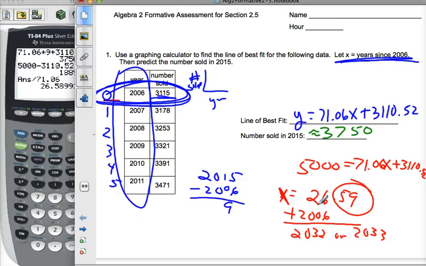So that's what you expect to do on the test, be able to plug in an L1, L2, or whatever list to use, find a line of best fit, and then use that line of best fit to answer questions, either by knowing the input, in this case 9, to find the number sold, or knowing an output, which I just made up, was 5,000, and working backwards. So here I want to find a number sold, I plug in 9, because that was the years, and then in my next one I gave you the number sold, and I want to find the year.